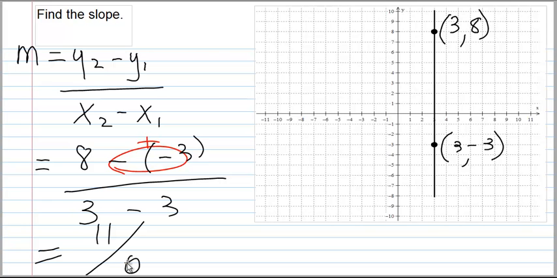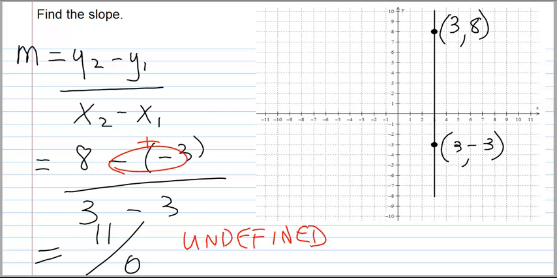You rise 11, but you don't run left or right at all. So what does that mean? Well, division by 0 is undefined. And technically, we didn't even have to go through the motions of this formula, because whenever you see a line that's going straight up and down, a vertical line, the slope is always undefined.